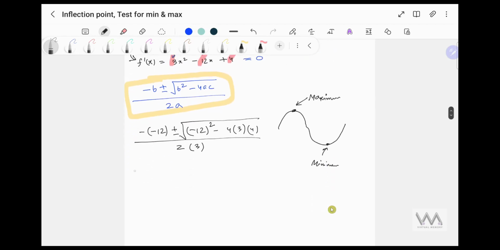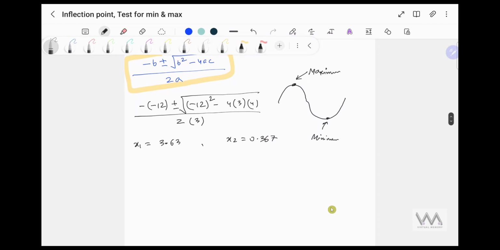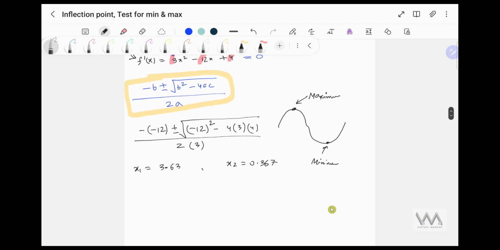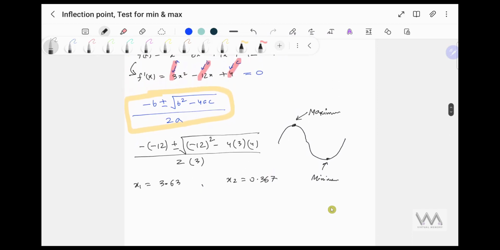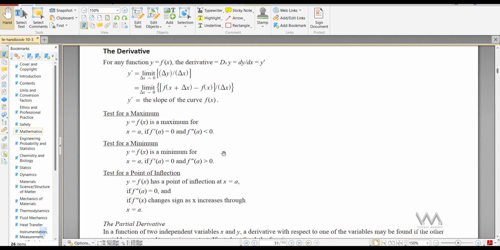If we solve this, we get two values of x, 3.63 and 0.367. So we have found the values of x for which the first derivative is 0. The second condition that the FE handbook says is find the value of the second derivative for that value of x.